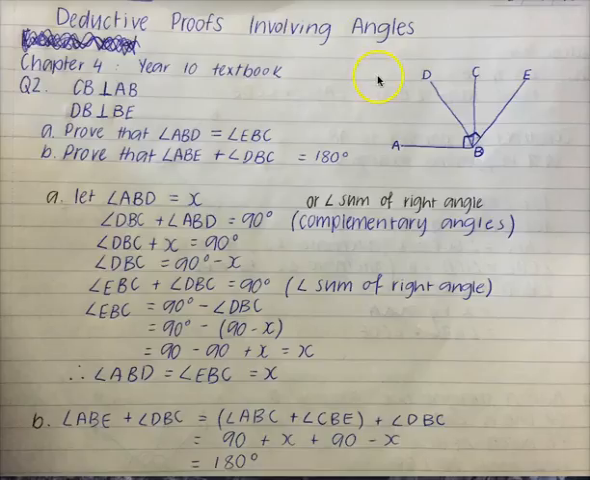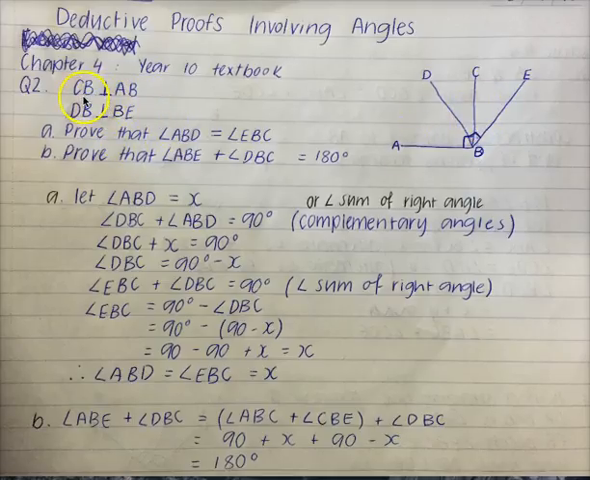Okay, these are Julie's notes, which she's taken a photo of and sent to me. So thank you, Julie. This is exercise 4.4 from the Year 10 textbook, chapter 4. In this exercise, we look at deductive proofs involving angles. What's special about this exercise is that you have no values, okay? So there are no values indicated, yet you have to prove a number of things.